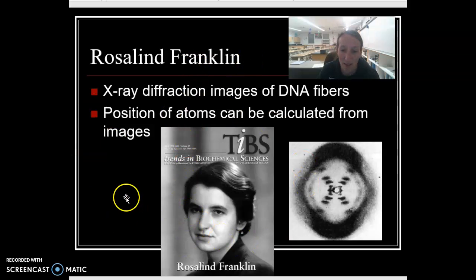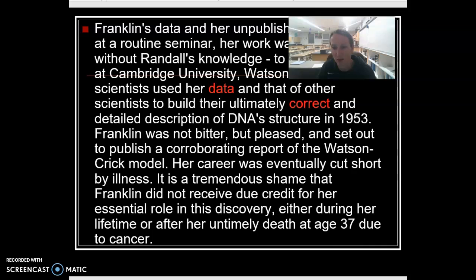The thing about Rosalind is she's the one that took hundreds of X-ray images of DNA. And the problem is, back in the day, they didn't realize the cancer-causing agents that can occur from the radiation of the X-rays. And so at a very, very young age, it's kind of sad. At the age of 37, she died of cancer, and it was related to taking all of these images of DNA.